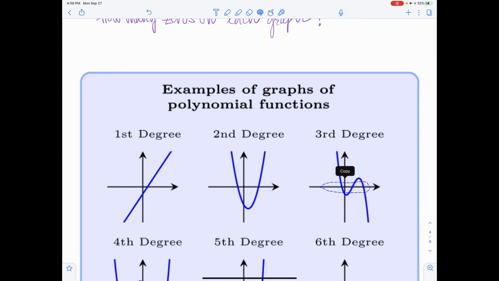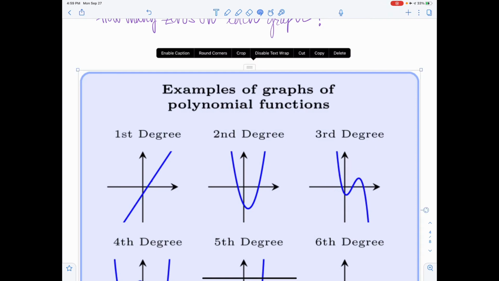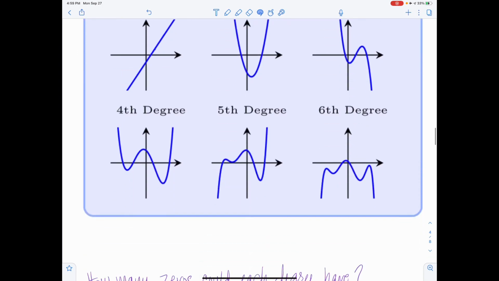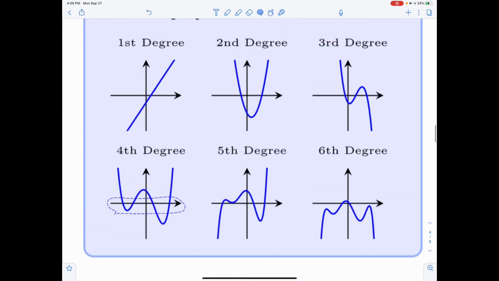Now there are other ways that I could have drawn these where I wouldn't have necessarily had 2 on the second degree and 3 on the third degree. That's okay. So we'll take a look here. How about on the fourth degree? How many x-intercepts do you see? Now, are you starting to see a pattern? First degree has 1, second degree has 2, third degree has 3, fourth degree has 4. What would you expect the fifth degree to have?